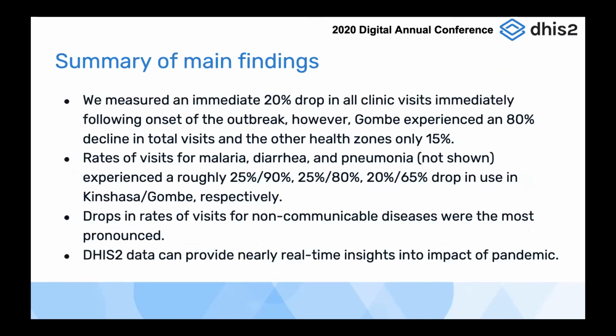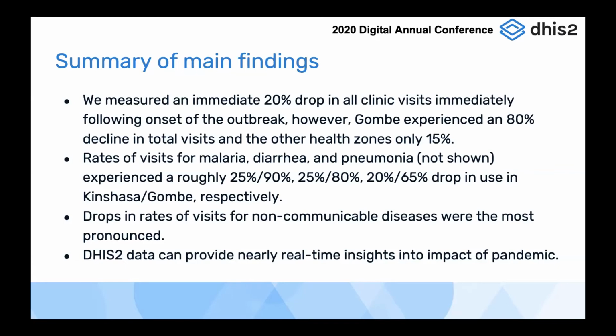So just to summarize, we measured basically a 20% drop in all clinic visits immediately following the onset of the outbreak or the pandemic. And really, this is heavily focused on the Gombe area. So an 80% decline in total visits there, and only 15% everywhere else. Rates of malaria, again, they vary by disease type and by area, but on the order of 90 to 80% for some of these in the Gombe region. Drops of non-communicable diseases, which is quite interesting, actually something that doesn't typically get measured in, for example, household surveys. We saw really dramatic drops, and that's a really interesting finding. Perhaps people are pushing off those types of health services because they're seen as less urgent.